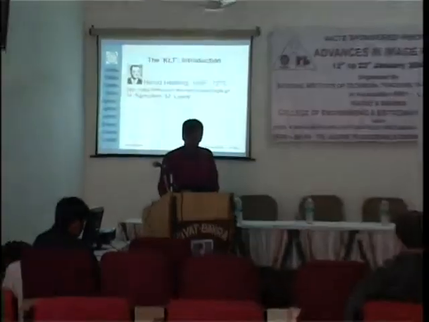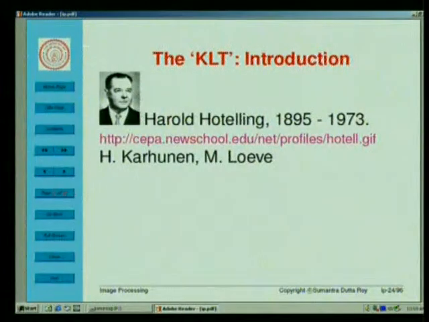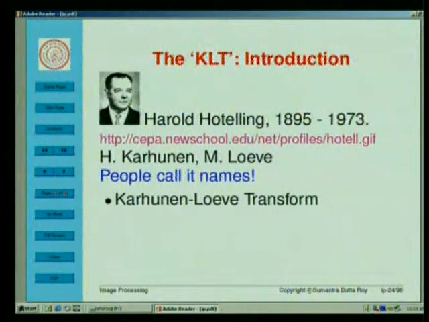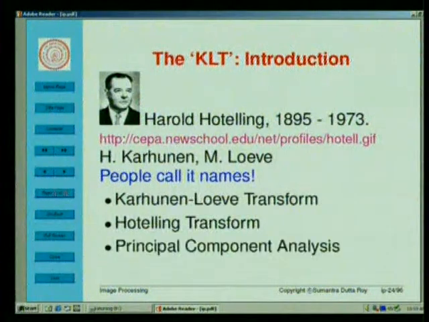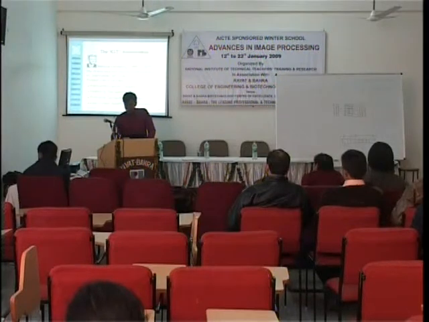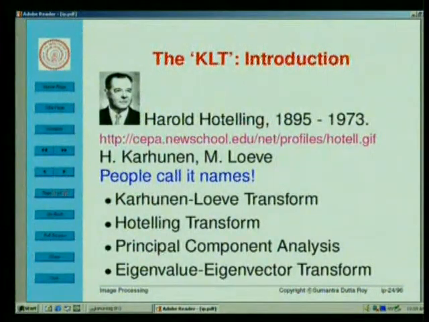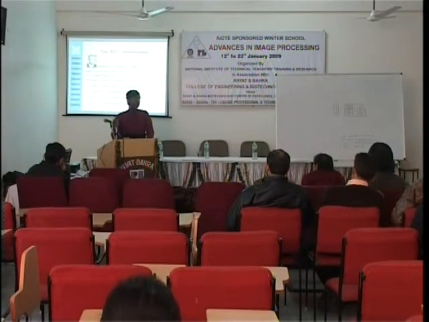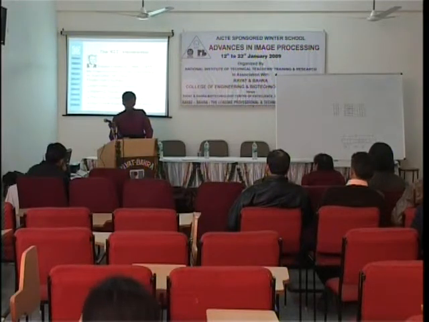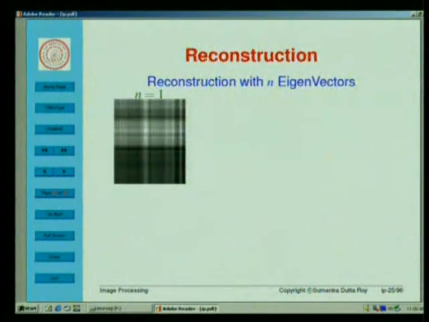Then there is another transform that's called the KL transform. This transform has been repeatedly invented and reinvented, and people call it by different names. Some people call it the Karhunen-Loeve transform. This gentleman who came up with the formulation, it's named after him, it's called the Hotelling transform. Many people know it as principal component analysis or PCA, but basically it's an eigenvalue eigenvector transform. And it's interesting. This transform is said to be the optimal transform. Optimal in what way? We'll come to that.